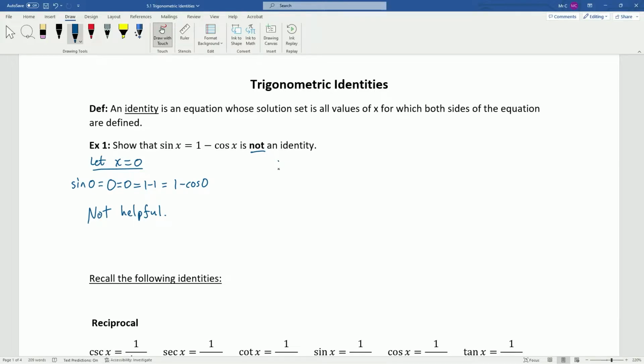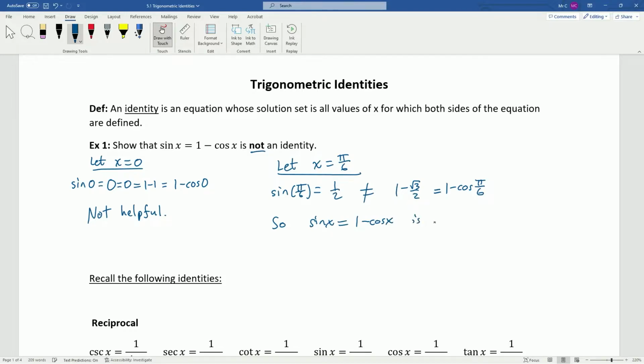So let's try another. How about let x equal pi over 6? Okay, well then what do we get? Sine of pi over 6 is just 1/2. And 1 minus cosine of pi over 6 is 1 minus the square root of 3 over 2. And these two things are definitely not equal. So sine of x equal to 1 minus cosine of x is not an identity.